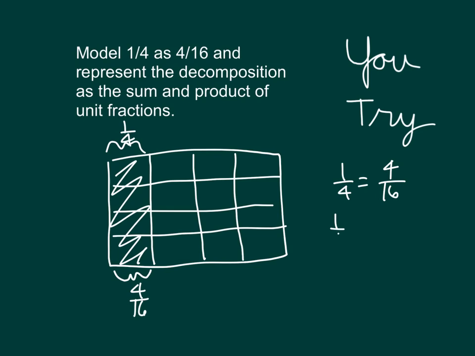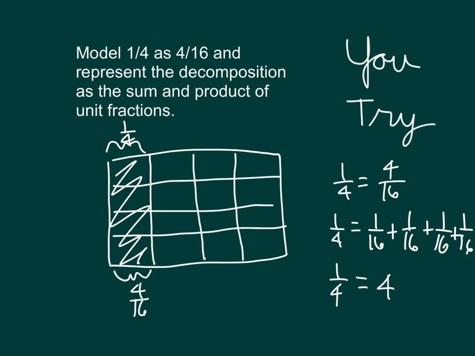And we can express that as the sum of unit fractions. 1, 2, 3, 4. 4 are those 16ths. Which does make sense. 1/16, 2/16, 3/16, 4/16. Just as that is written there. Did you also write it as a product of unit fractions? Did you write 1/4 equals 4 times 1/16?